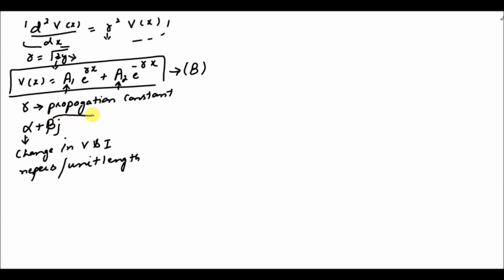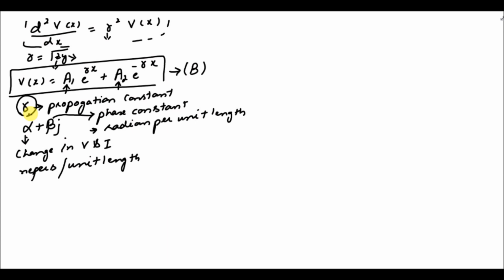Similarly, beta is known as the phase constant, and it measures the changes in the phases of the voltage and current. So what is the change in the phase angle between the two segments for the voltage and current? That is measured by the phase constant, and as it is a phase measurement constant, the unit for beta is radian per unit length. So this was the explanation for the propagation constant.